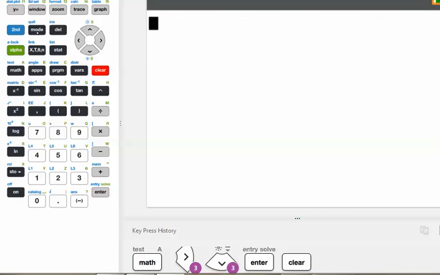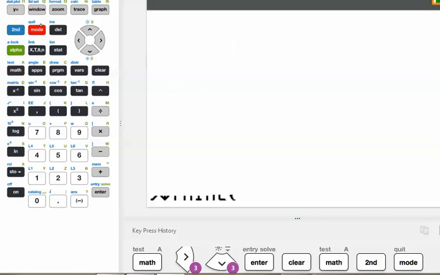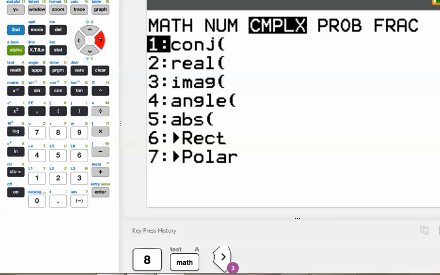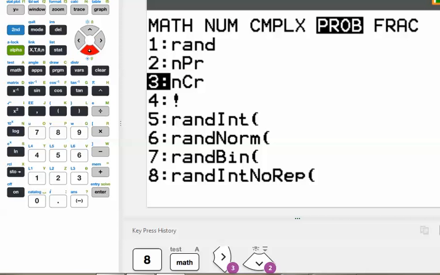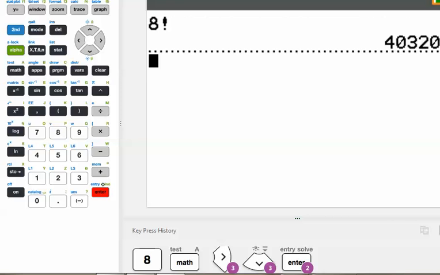Well, I'm just kind of hitting and missing today, aren't I? So I'm going to press the 8, I forgot to do that, and then I'm going to go with Math and factorial, and then I get 8 factorial.